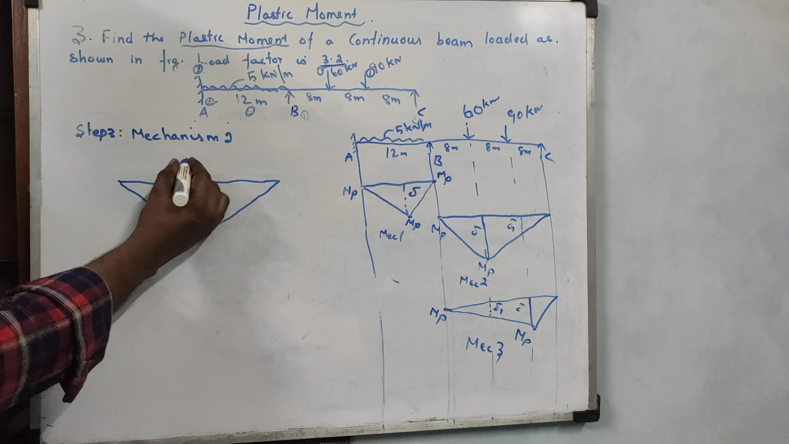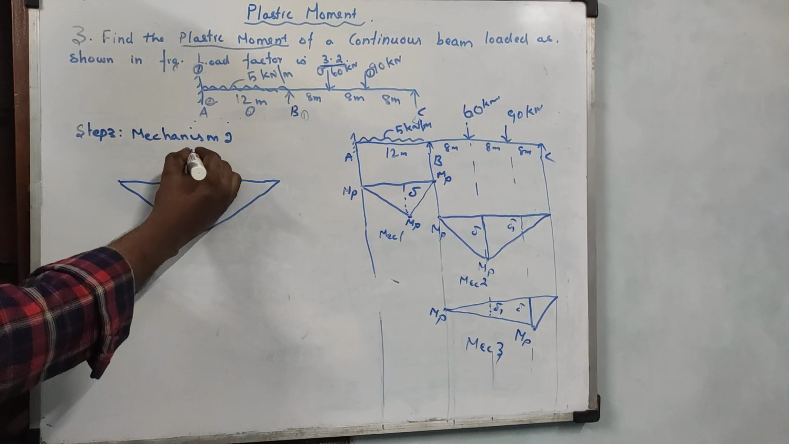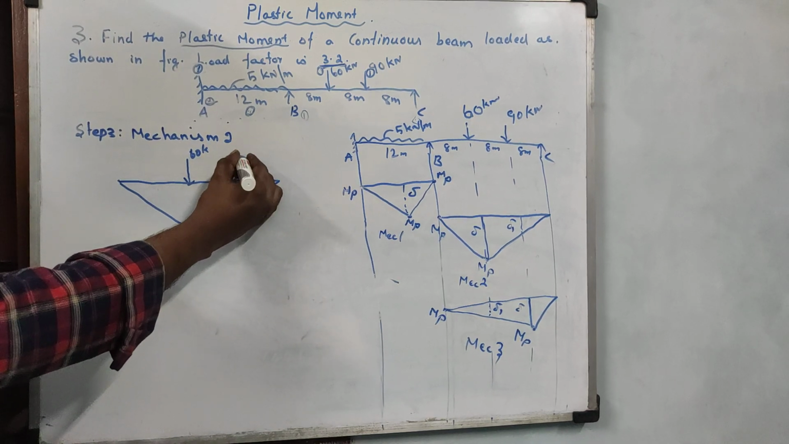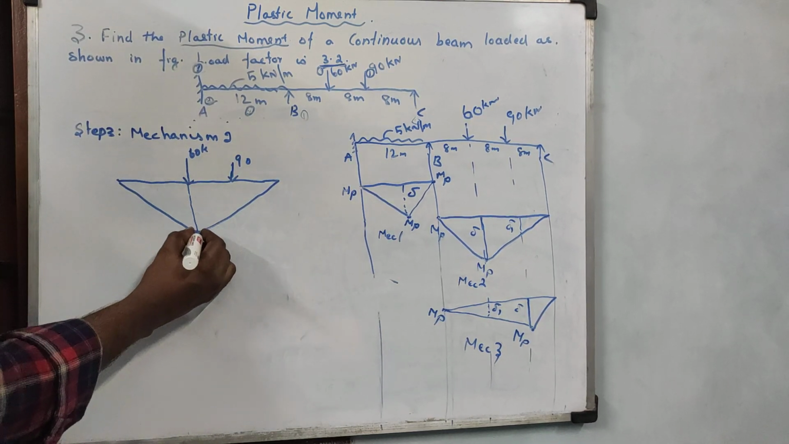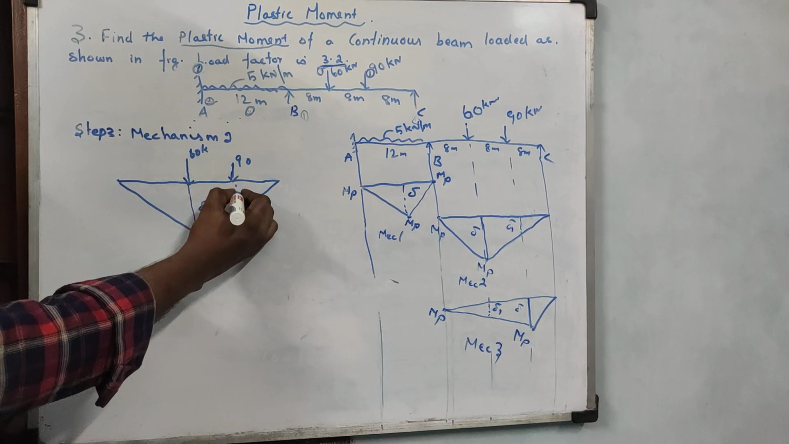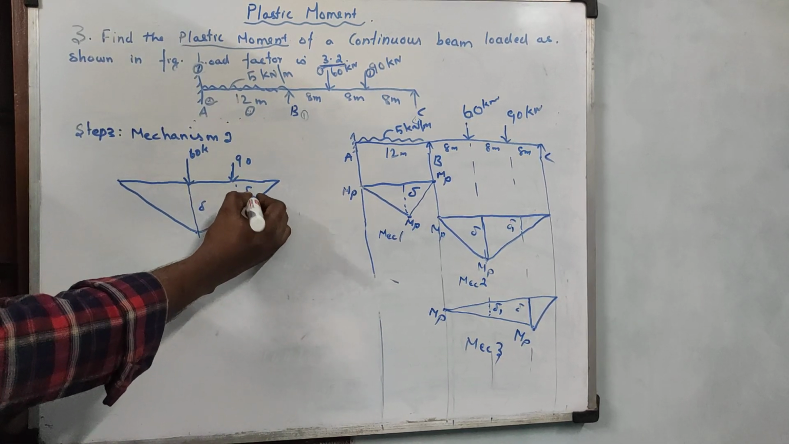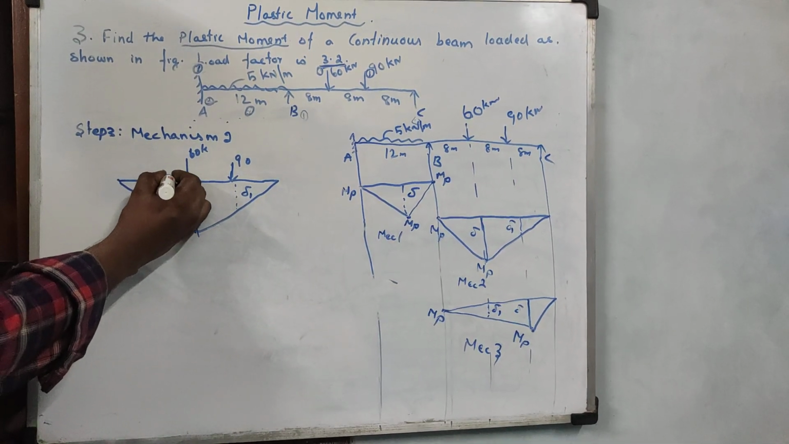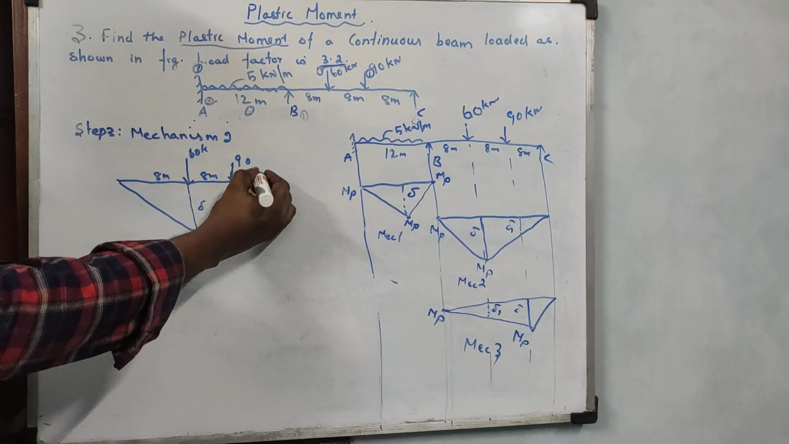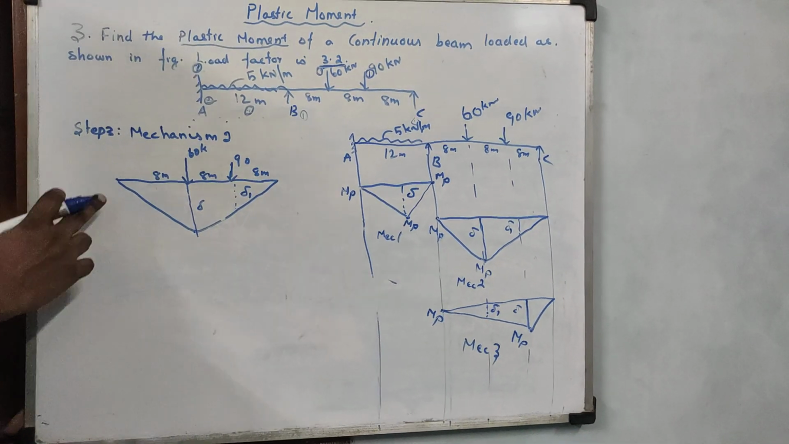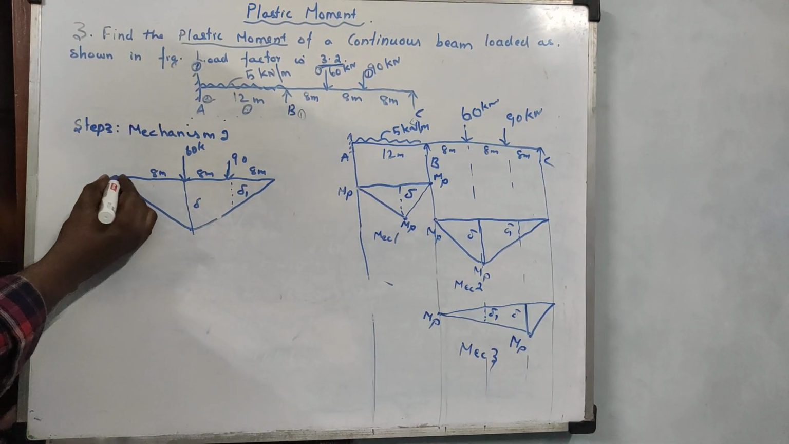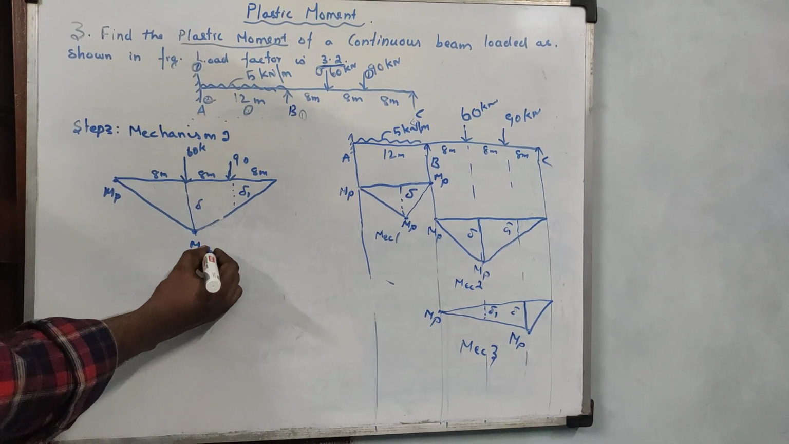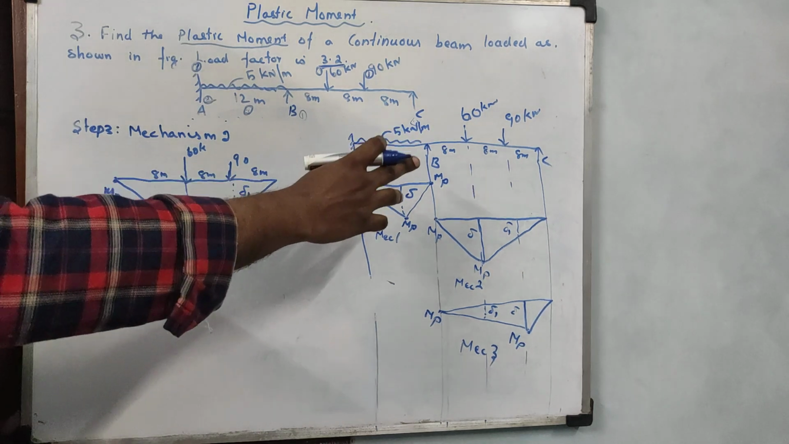We have to consider it is 60 kilonewton, and there is a point load at this point, 90 kilonewton. Under 60 kilonewton it is del, under 90 kilonewton it is del 1, and this distance is 8 meter. So we know that here there is a plastic moment MB, and under 60 kilonewton there is a plastic moment MB, and it is point C.